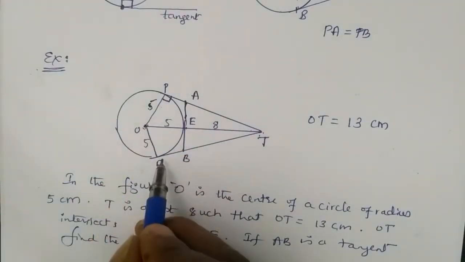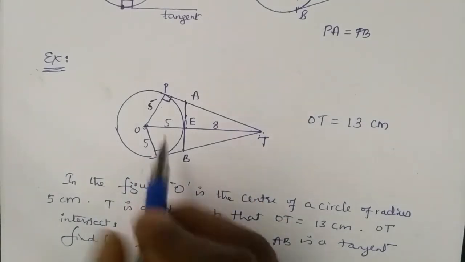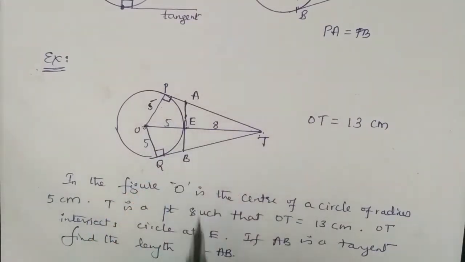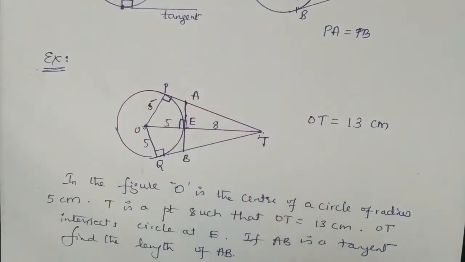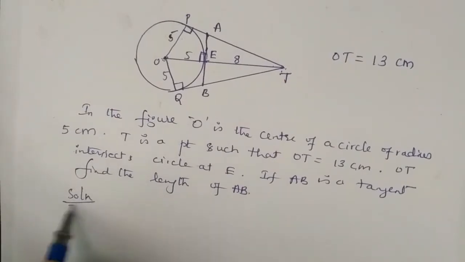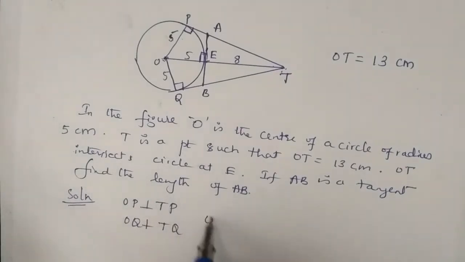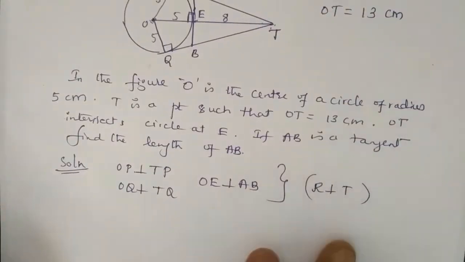Similarly, OQ is a radius, TQ is a tangent, so here also 90 degrees. Then OE is a radius, and AB is a tangent, as they told us. Therefore here also 90 degrees. There are three 90 degree angles marked. We'll mark them in the solution. OP is perpendicular to TP, OQ is perpendicular to TQ, OE is perpendicular to AB. All three reasons are: radius is perpendicular to tangent.